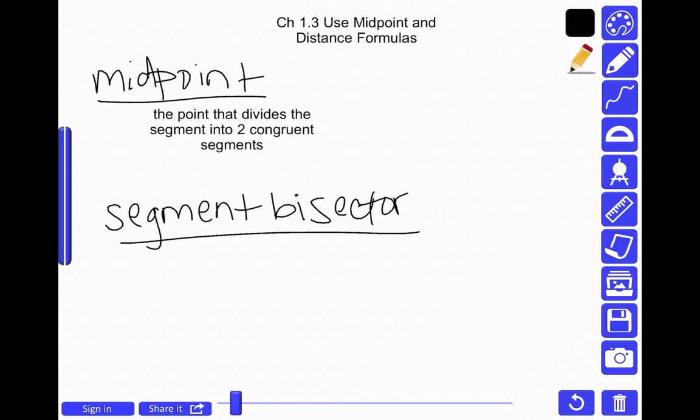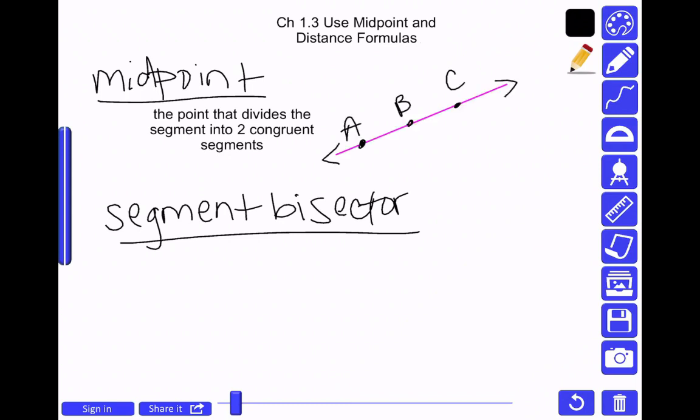All right, this is chapter 1.3, use midpoint and distance formulas. We have 2 vocabulary words we're going to cover as well as 2 formulas. The 2 vocabulary words are here, midpoint and segment bisector. Midpoint is the point that divides the segment into 2 congruent segments.